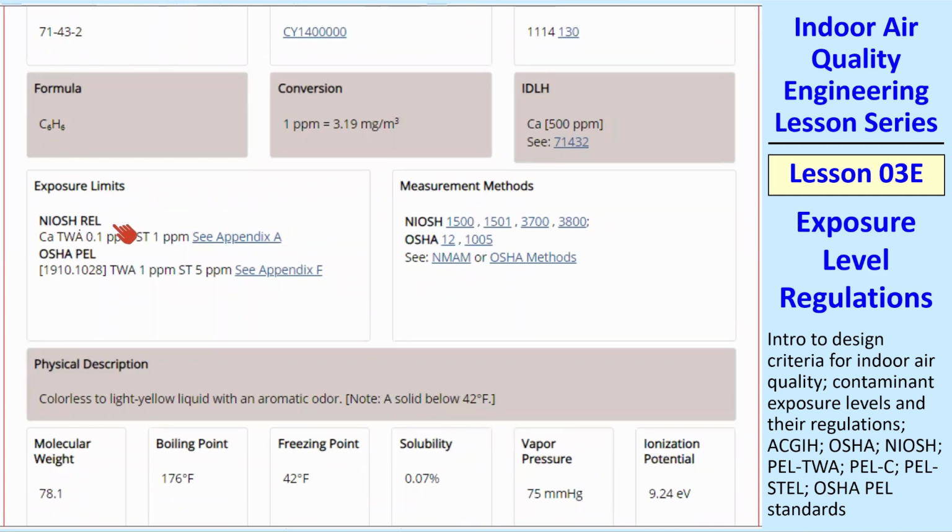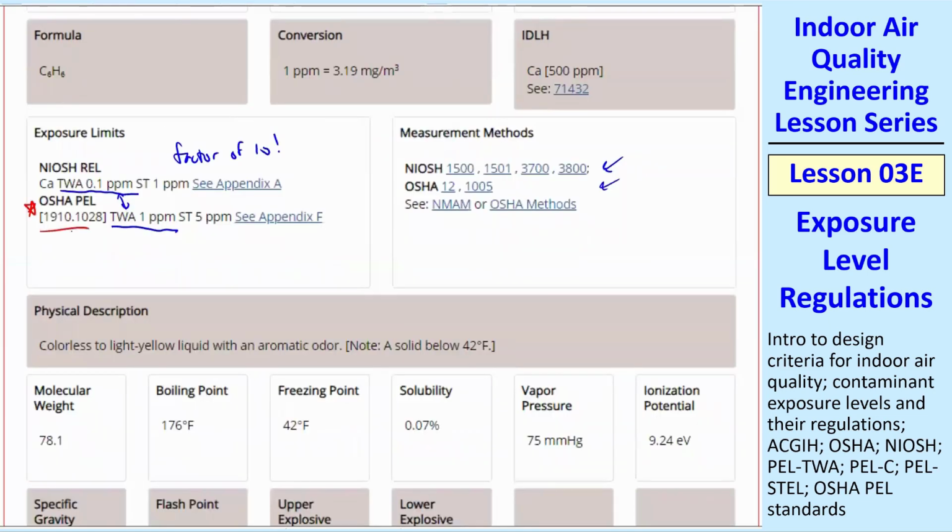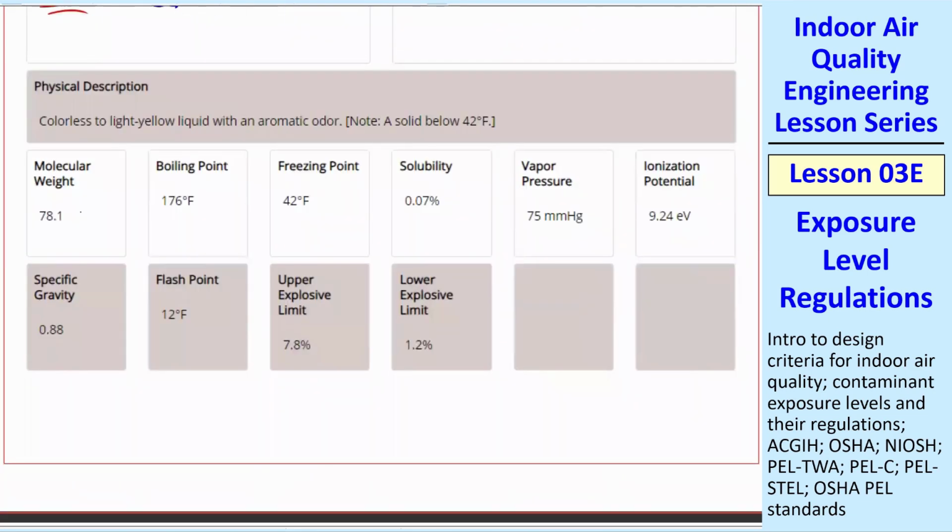Here's the NIOSH REL. Notice the TWA, the time-weighted average, 0.1 ppm, and OSHA PEL is 1 ppm. So they differ by a factor of 10. Now that's kind of an extreme case. Typically these are much closer to each other and often they are identical, and you can look at the measurement methods if you want to look these things up. They do slightly different methods. As I mentioned, they take either a 10-hour or an 8-hour exposure time, so that makes a difference. Plus they measure these differently. So just keep in mind that these can be different, and we will always use the OSHA PEL. They also have some other interesting things: molecular weight, boiling point, freezing point, vapor pressure, etc.